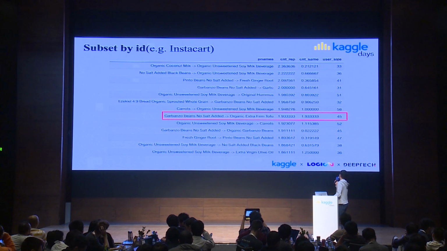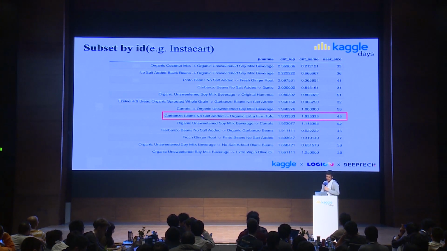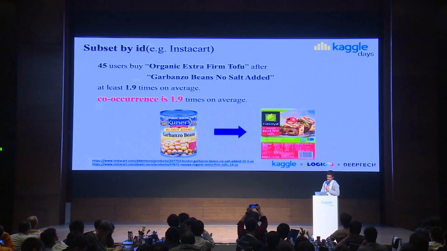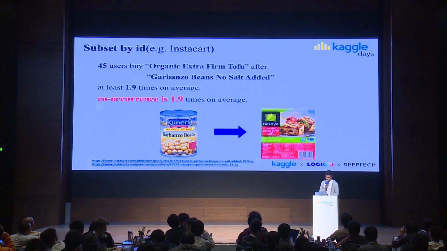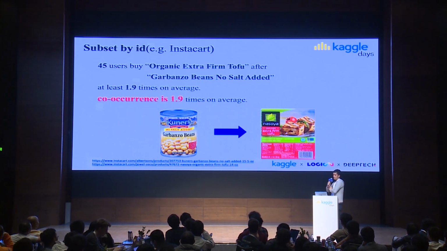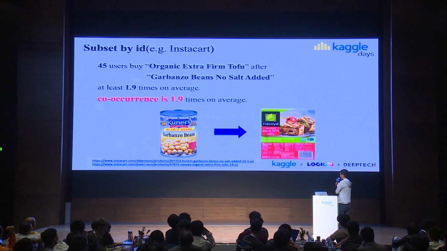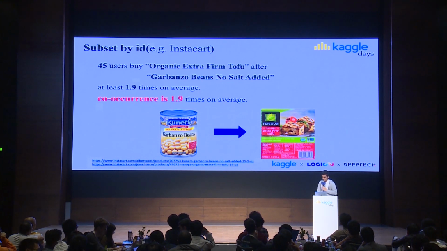Now I got this table. This table says: 45 users buy organic extra firm tofu after garbanzo beans no salt added, at least 1.9 times on average, but co-occurrence is also 1.9 times on average. So I don't think this is a replacement.